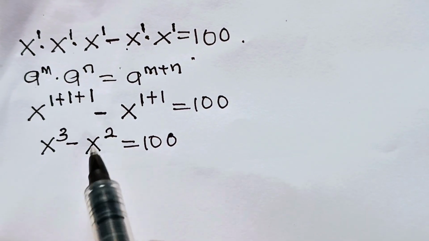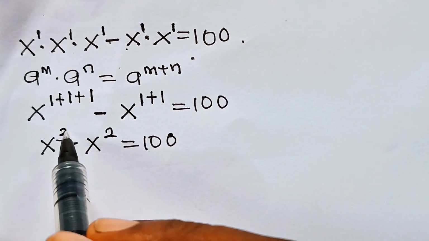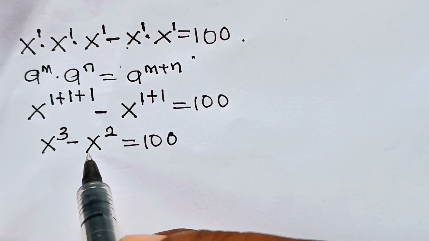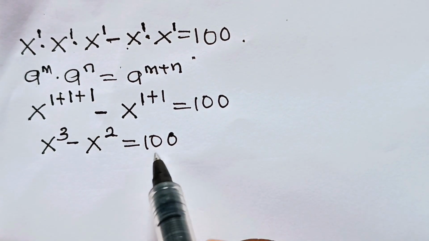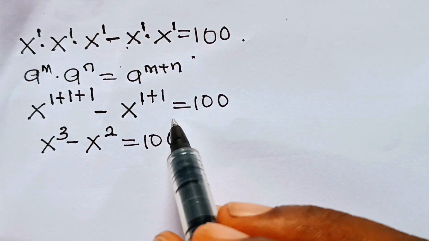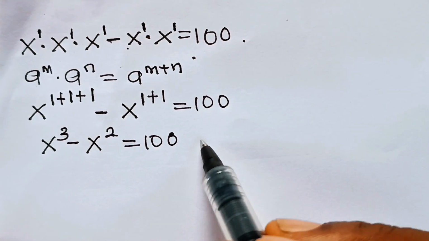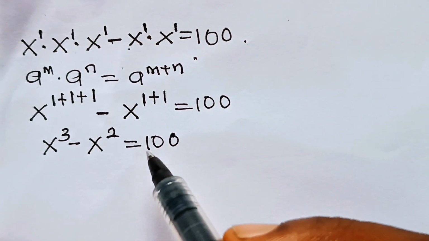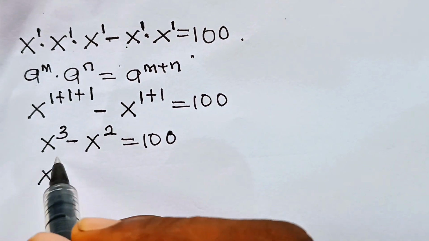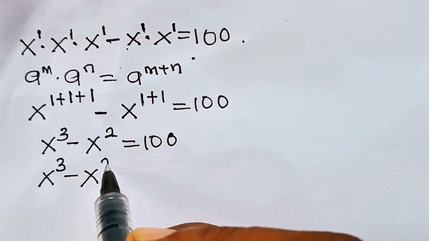Now this equation is saying that a certain number is raised to the power of 3 minus that same number is raised to the power of 2, and this is equal to 100. So do we have a number that when we raise it to the power of 3 here and minus that same number raised to the power of 2, we are going to get 100? Yes, that is 5.